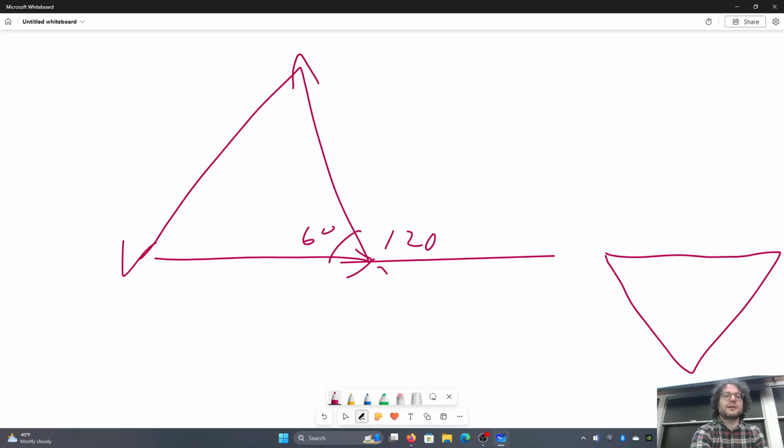And then once we get here, it's the same deal. We want to turn another 120 degrees. In fact, you learned that the internal angles over here add up to 180, right?